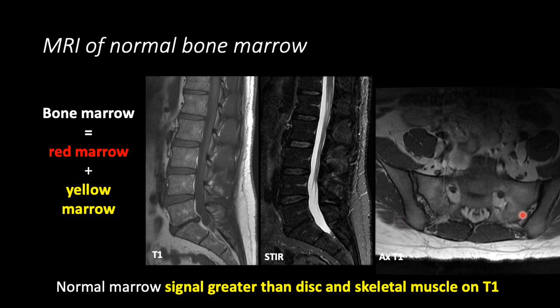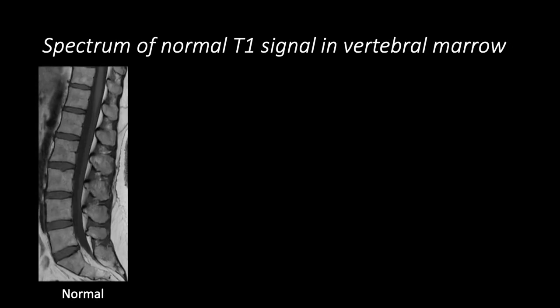Also note that bone marrow changes with age. In younger patients, there's a greater proportion of hematopoietic marrow or red marrow, so the bone marrow will be relatively darker than in a patient who is older and has a higher proportion of yellow marrow. Try to become familiar with the normal signal intensity of bone marrow on T1 weighted images.